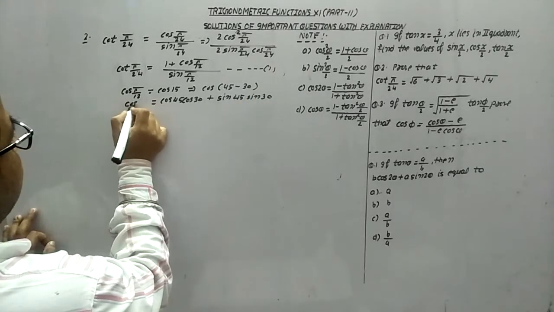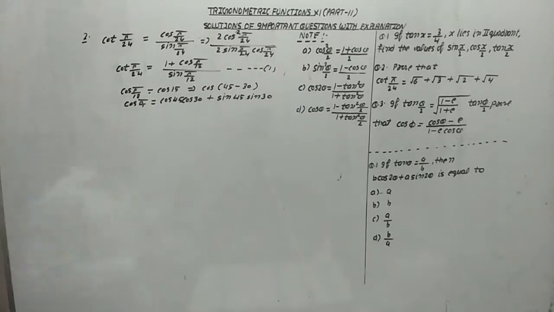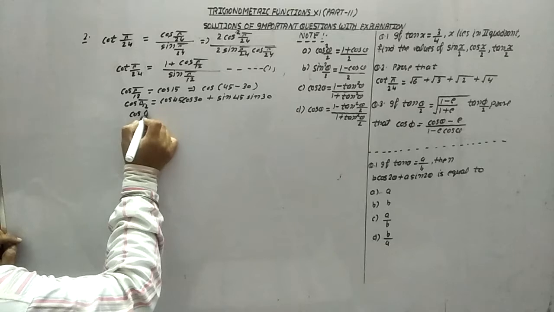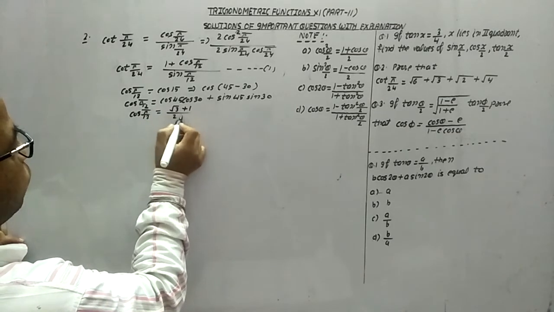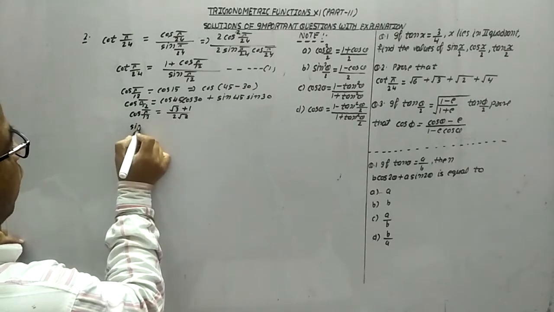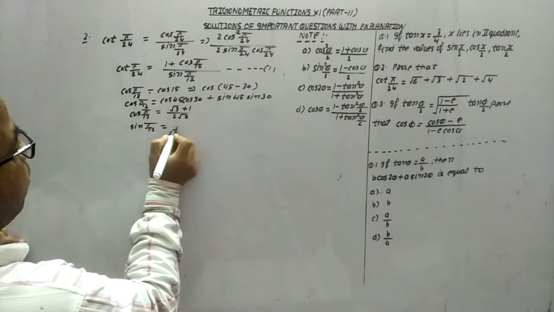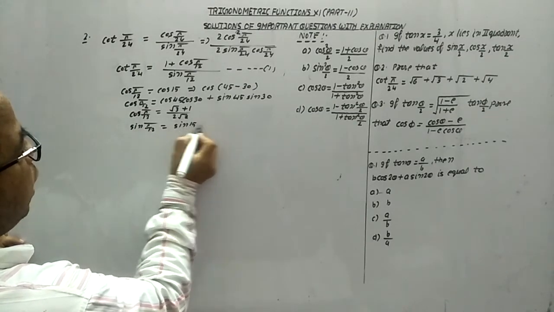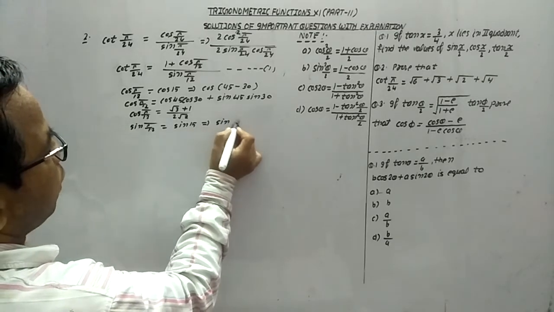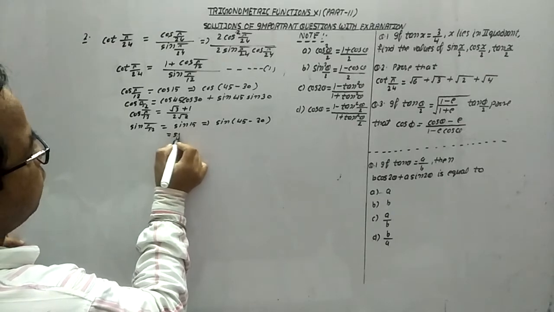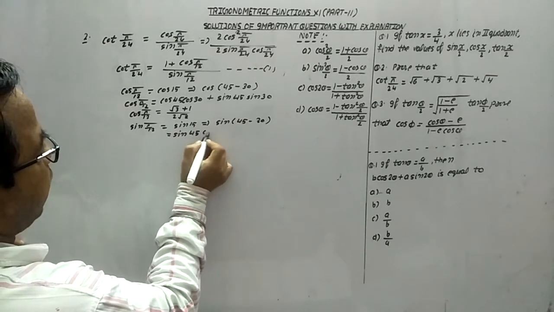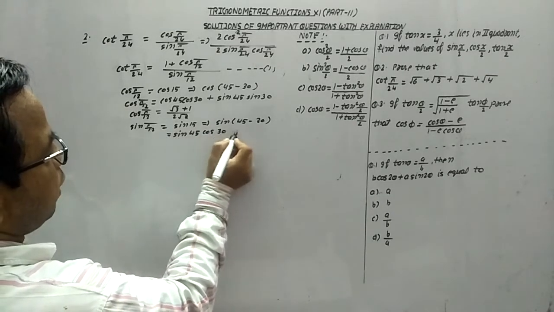It means once we put the value, it will provide cos pi by 12 is equal to (root 3 plus 1) upon 2 root 2. In the same way for sin pi by 12, sin pi by 12 means sin 15. Sin 15 we can write as sin(45 minus 30). Now according to the identity, sin a cos b minus cos a sin b.